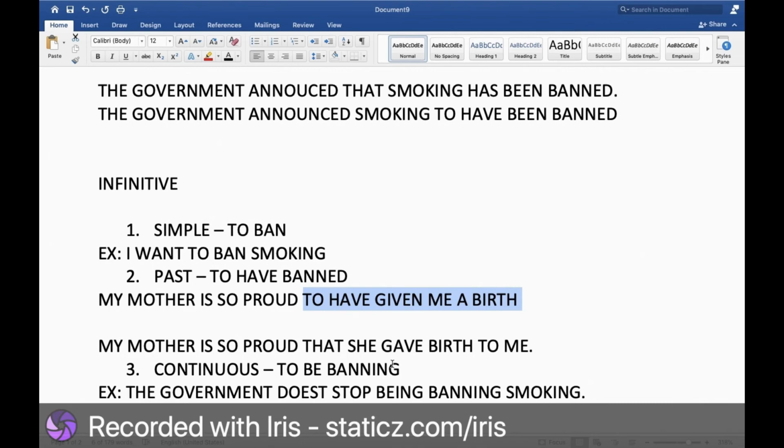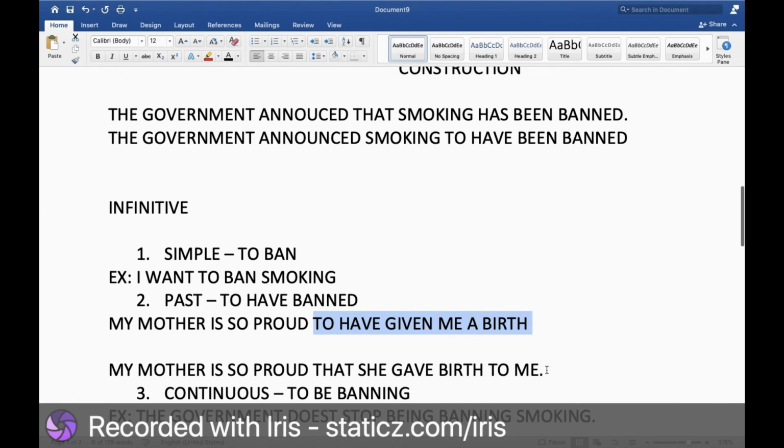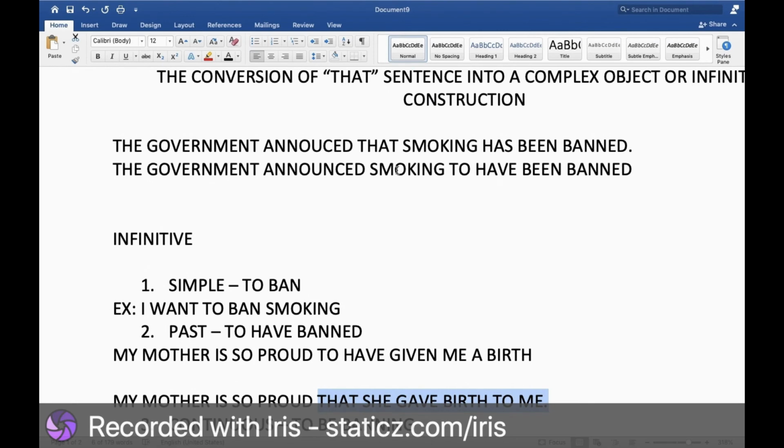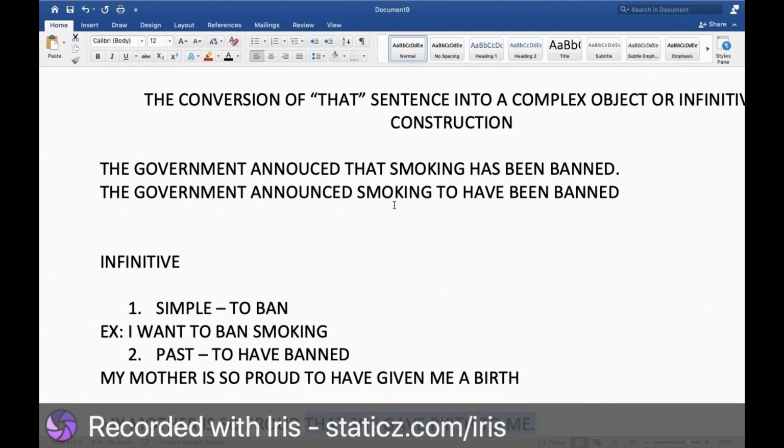Can I ask you something? Yes. The first one is infinitive, yeah? You have given me a birth. This is infinitive construction. But "my mother is so proud that she gave birth to me" is... this is also object. But when you convert that sentence, it can be a complex object or it can be infinitive construction. If the subjects are the same, it is infinitive construction; here the subjects are not the same. This is a complex object.